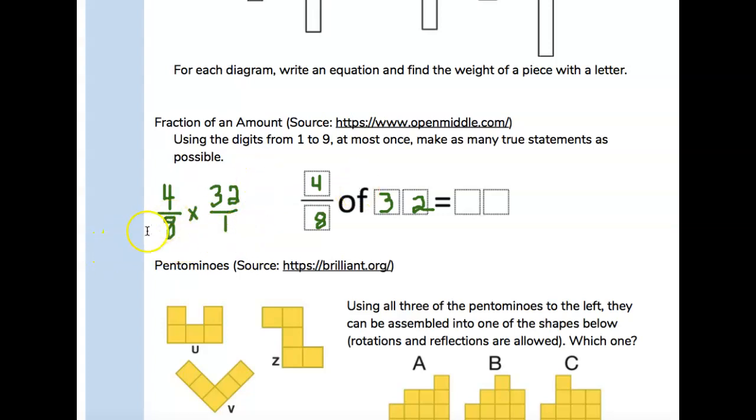A couple ways to do this. If you know how to cancel out, I think Mr. Gregory showed you, what number will go into both 8 and 32? 8 will, so 8 goes into 8 once. 8 goes into 32 4 times. So now all we do is multiply, equals 16 over 1. And we know that 16 over 1 is 16.